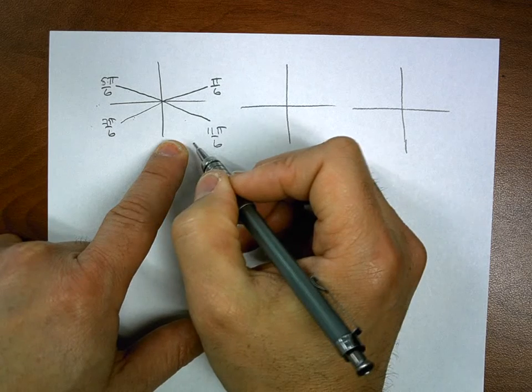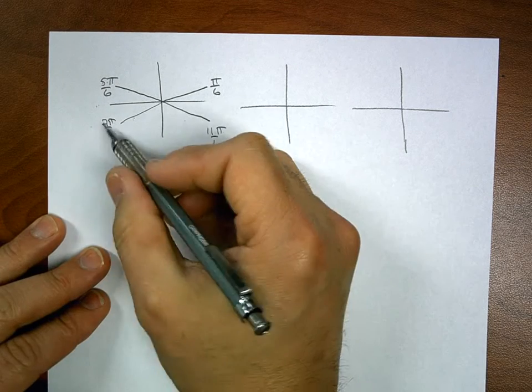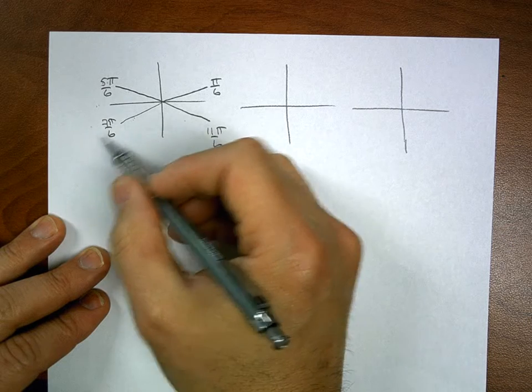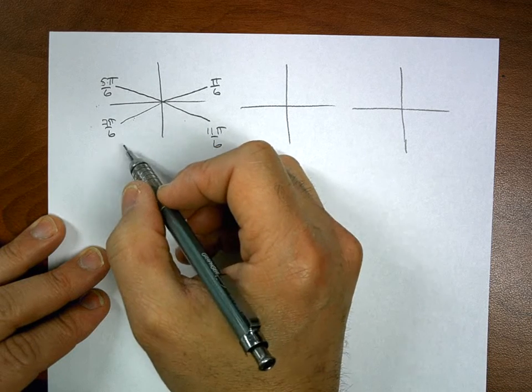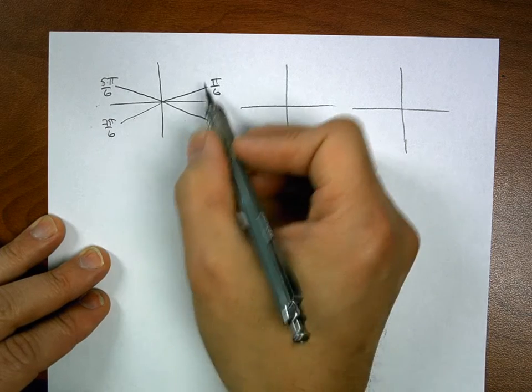Because I'll ask, what is cosine of 7 pi over 6? You'll automatically know where it's at, what the reference angle is, and everything else. We'll know that's a 30 for sure. These are the 30s.